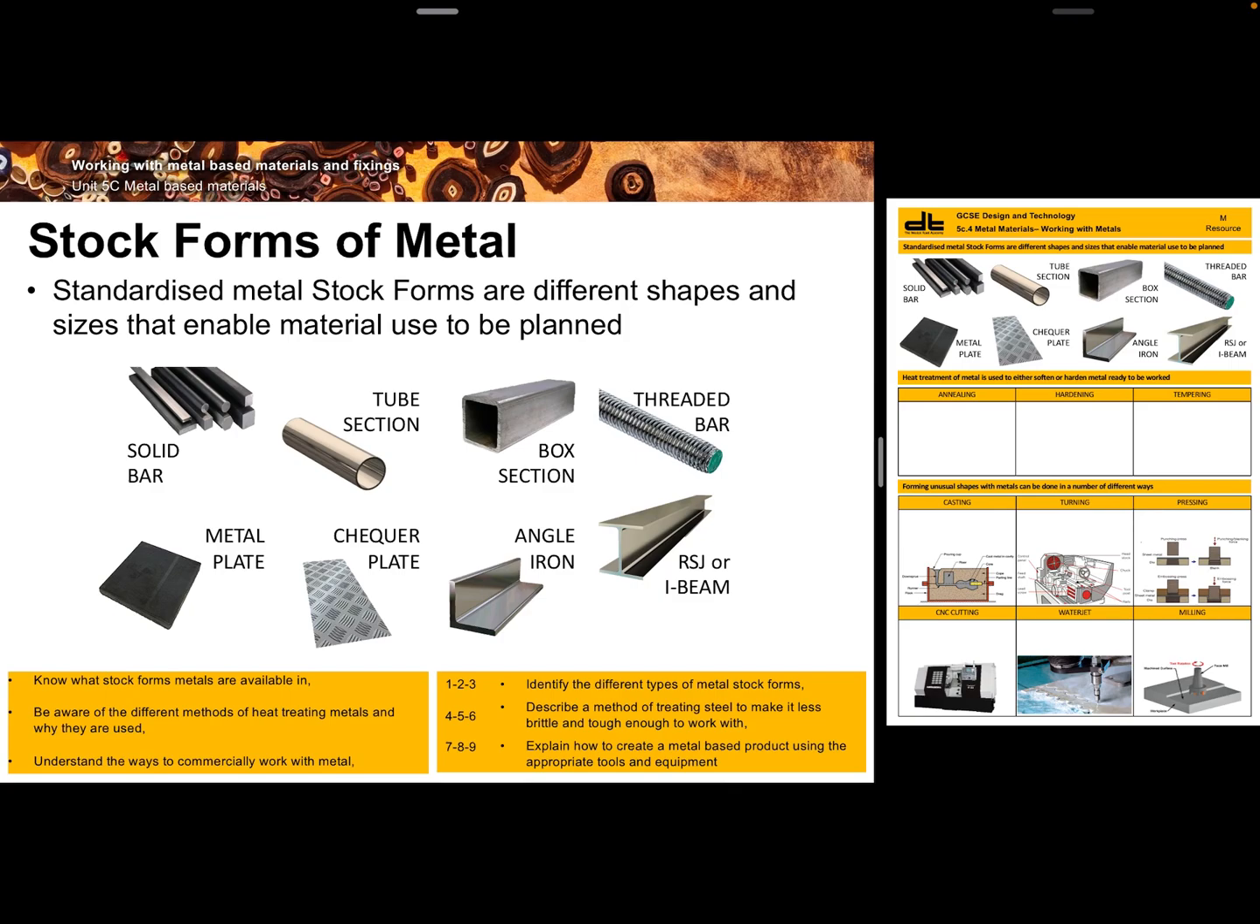This is how you're going to buy the metal in. This is quite important to know. You can buy it in a solid bar, which could be flat, square, hex, rectangular, or round. And these are going to be solid metal bars, which means they are going to be quite weighty.